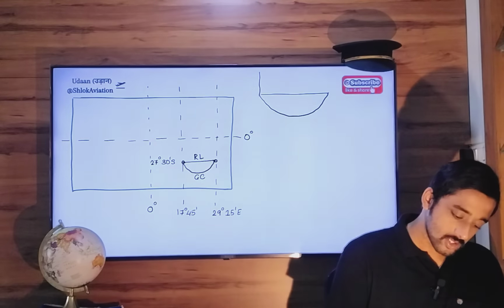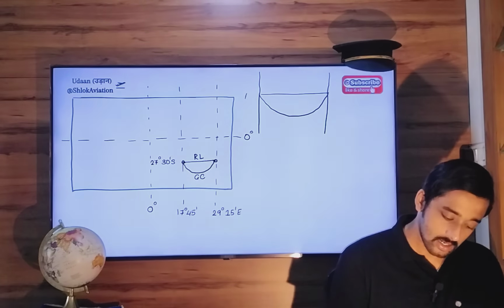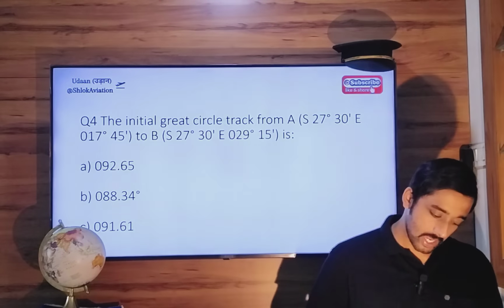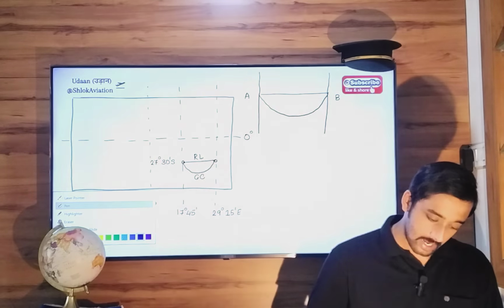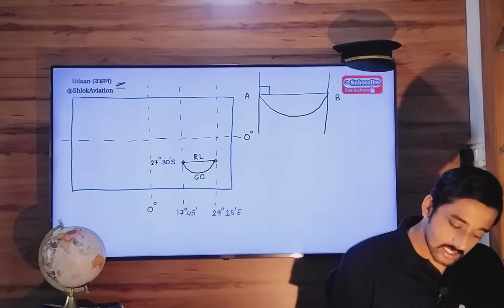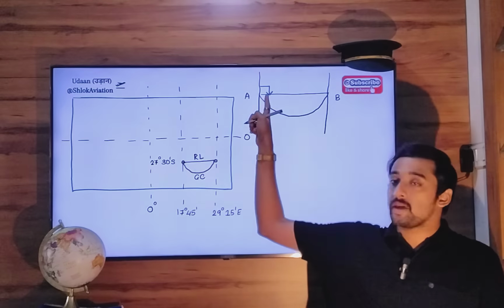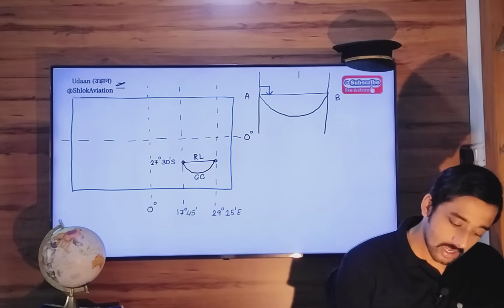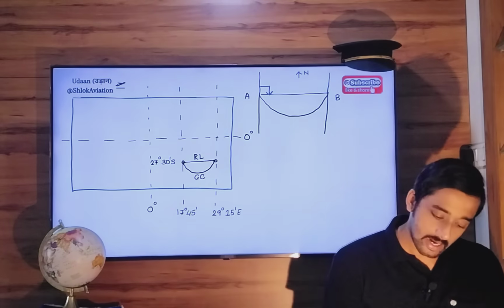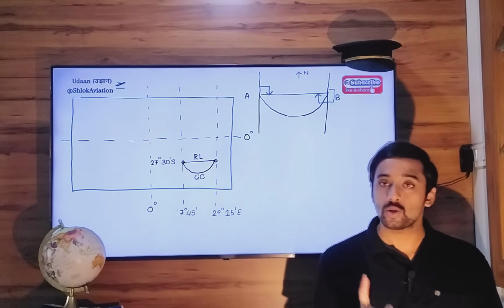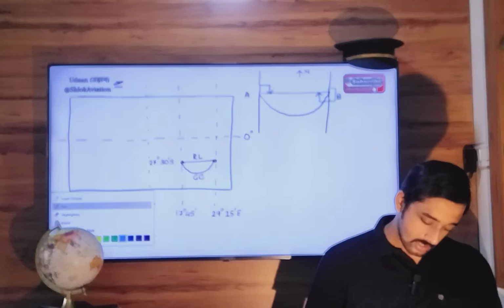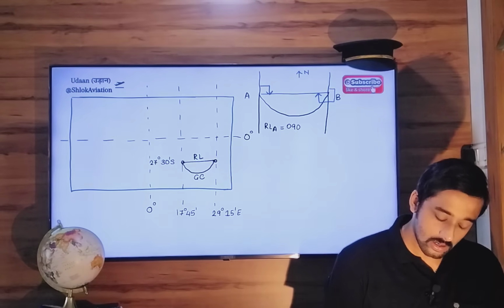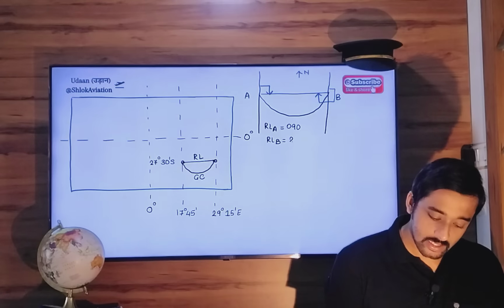Right, so your point A is here. Point B is here. Now we have to find the great circle track from A to B. We know that the line track from A to B is 090 because B is to the east of A. Let's say this is your northern hemisphere, then B is to the east of A, and the line track B to A will be 270, a westerly direction. So line at A 090, line at B 270.